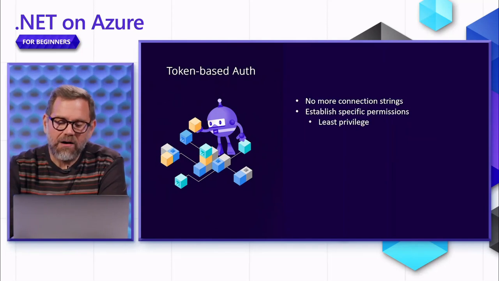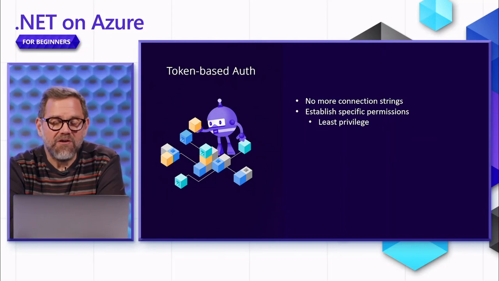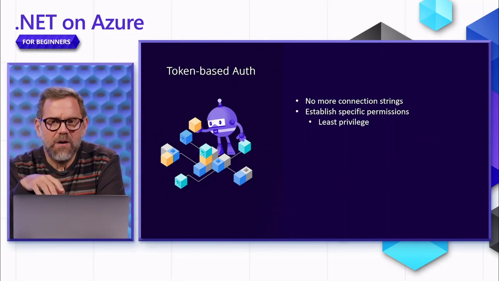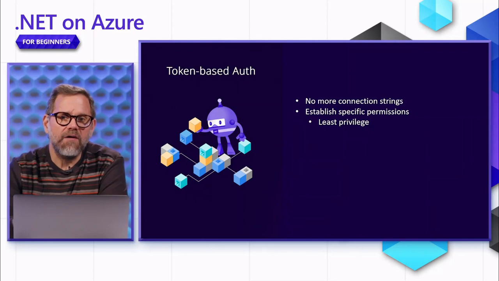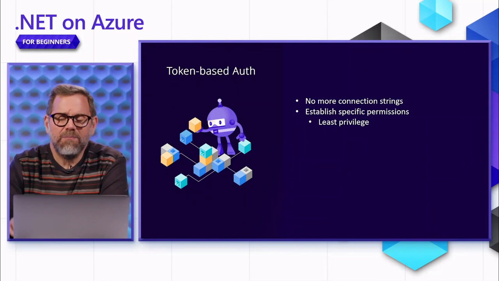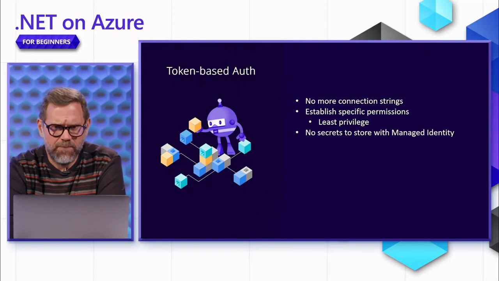They are also going to have specific permissions, which gives us the ability to have the least amount of privileges. Before, when we were accessing a storage account with that connection string, we could do whatever we wanted with that storage account. But now, when we do token-based auth, we can say, you know what? You can only write to this blob container. Least privilege, which is very, very powerful.